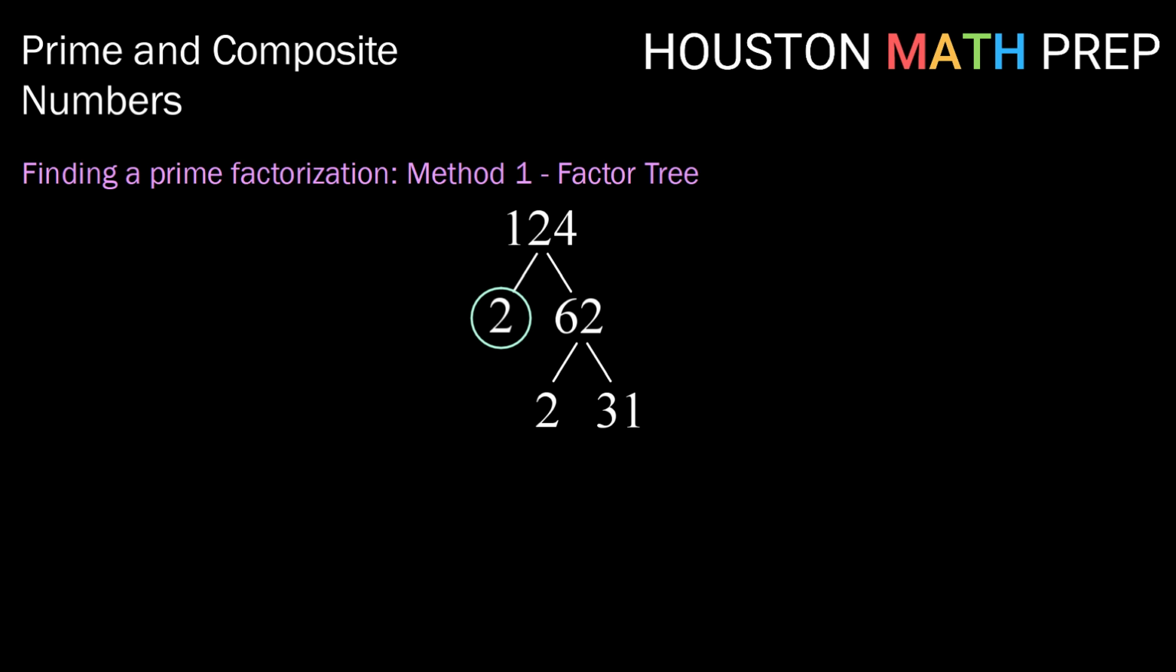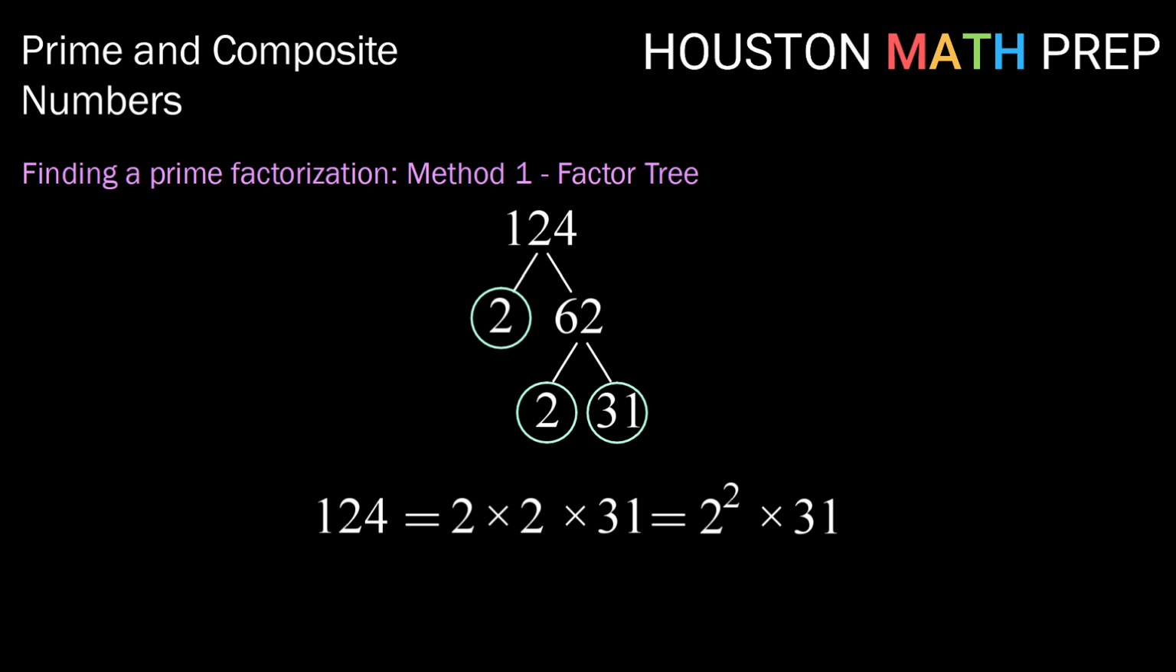In this case, 2 times 31. Now again, 2 is a prime number, and with some checking, we can see also that 31 is a prime number. So 124 can be written as 2 times 2 times 31. Or if we wanted to use our exponent rules, we could write that as 2 squared for 2 copies of 2, times 31. 2 squared times 31 is the prime factorization of 124.